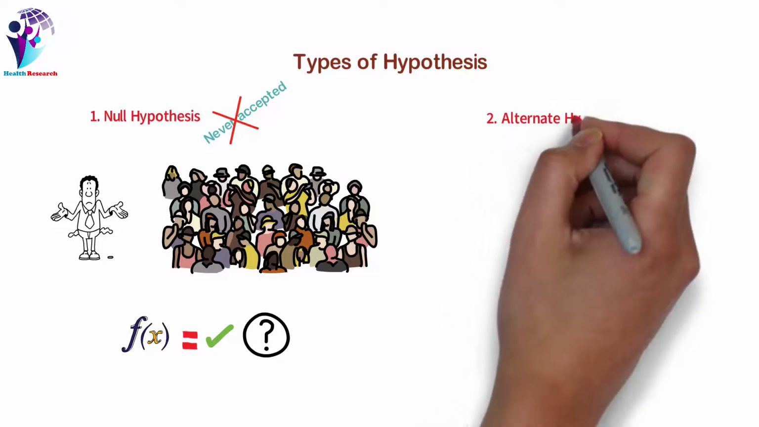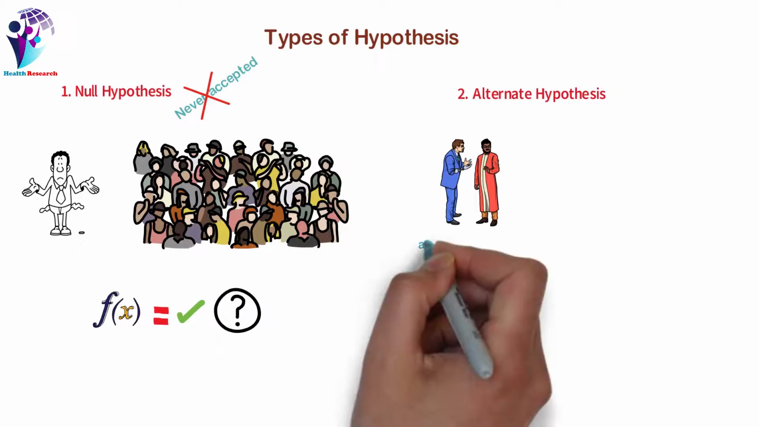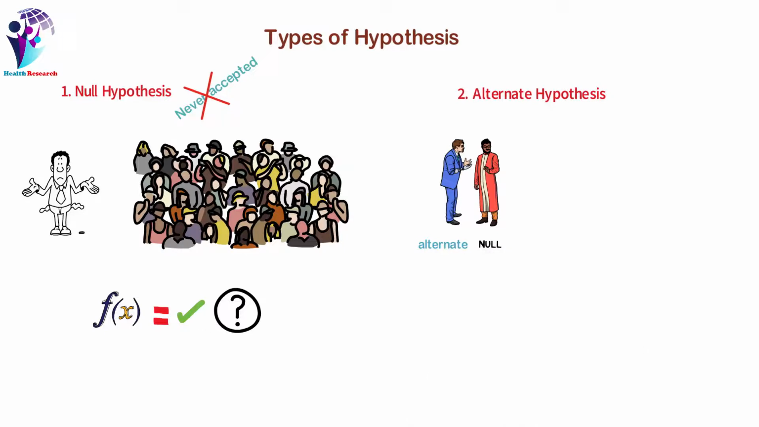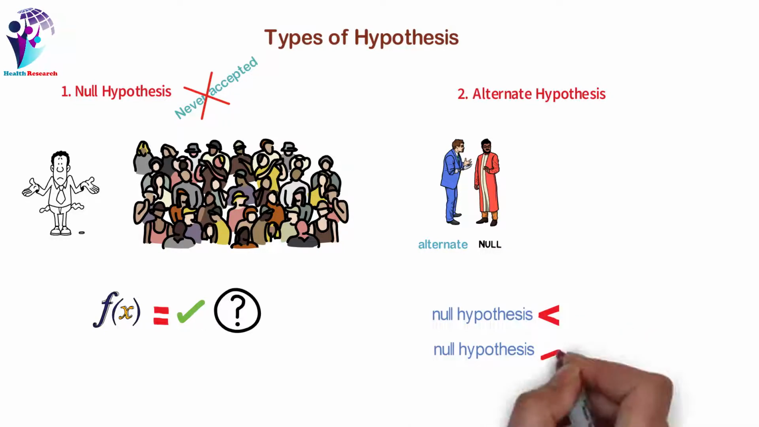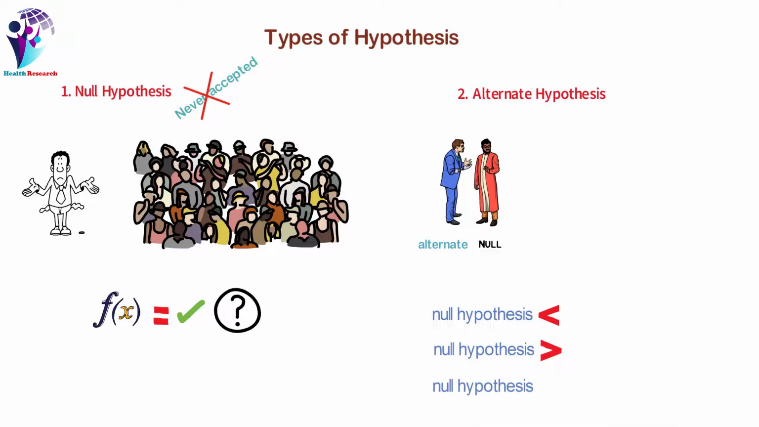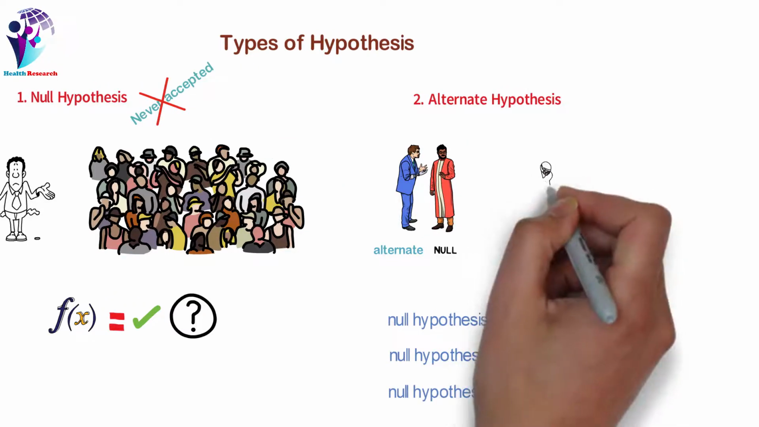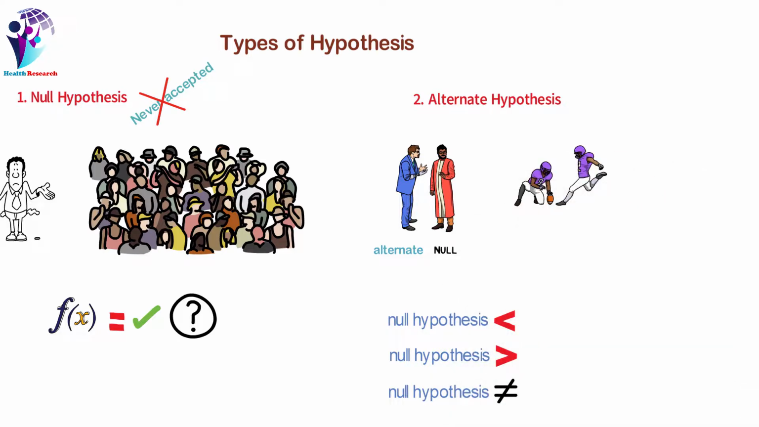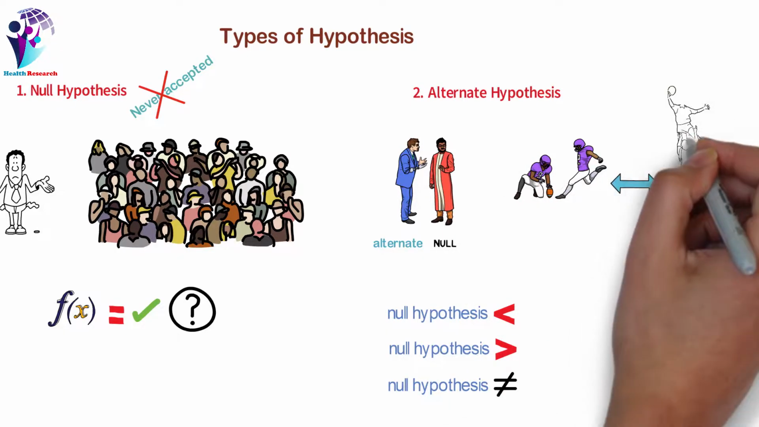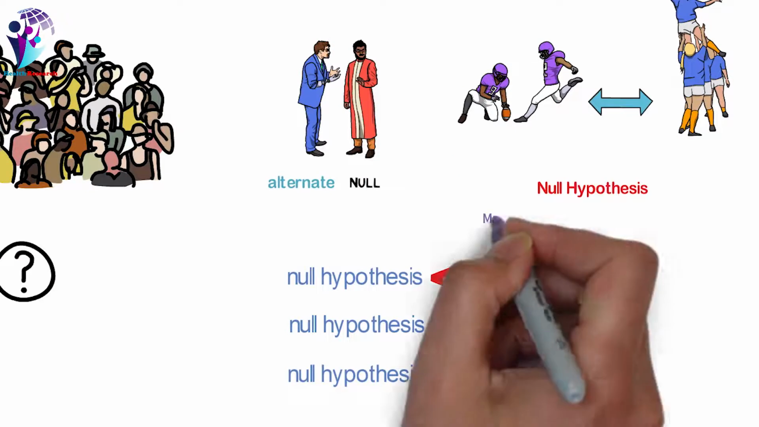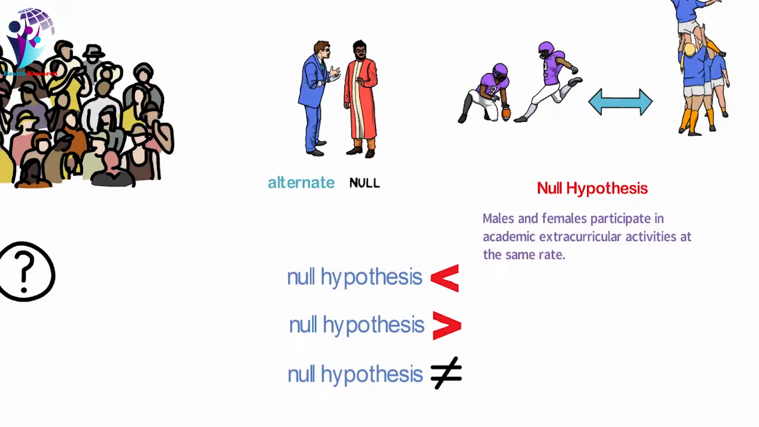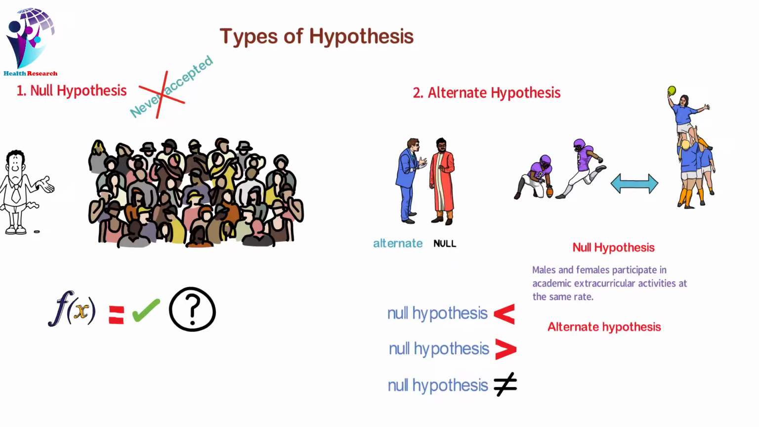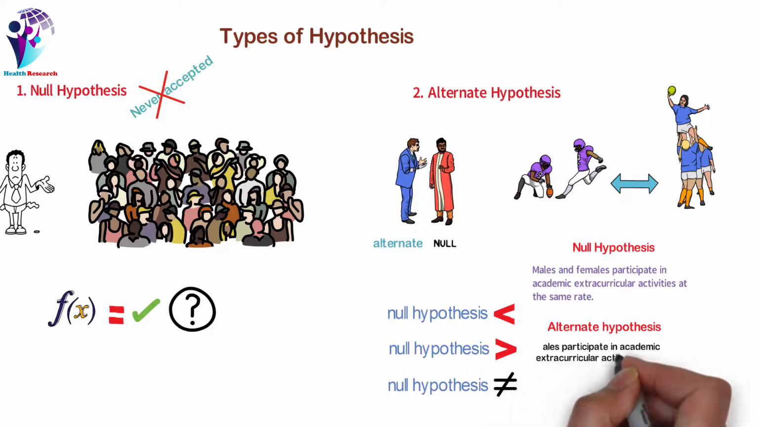Alternate hypothesis. An alternate hypothesis is a statement that directly contradicts a null hypothesis by stating that the actual value of a population parameter is less than, greater than, or not equal to the value stated in the null hypothesis. For example, do males and females participate in academic extracurricular activities at different rates? Here the null hypothesis will be, males and females participate in academic extracurricular activities at the same rate. While the alternate hypothesis will be, males participate in academic extracurricular activities at a lower rate than females.